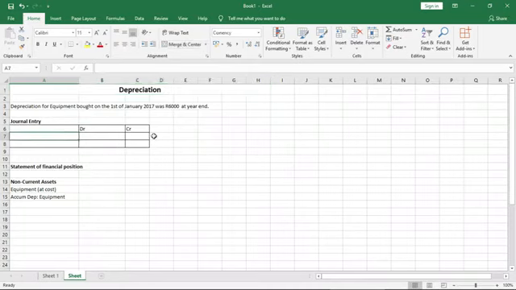So how do we record it using the journal entry? Well, we know that depreciation is an expense and expenses increase on the debit side. So our first account is depreciation and the amount there is 6,000 rand. So when you put depreciation in the journal entry, you are referring to depreciation which relates to this period and this period alone. And what is the contra account? The contra account is accumulated depreciation.